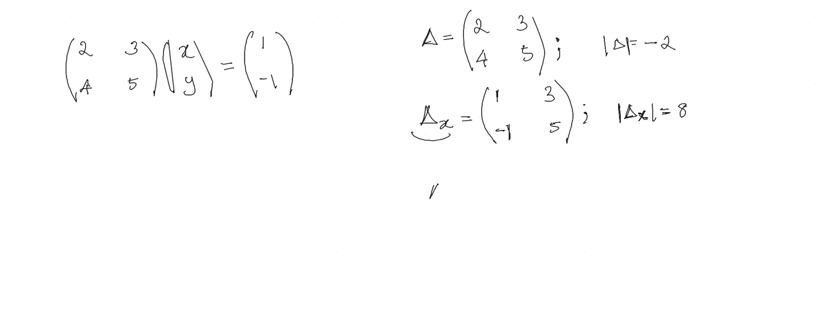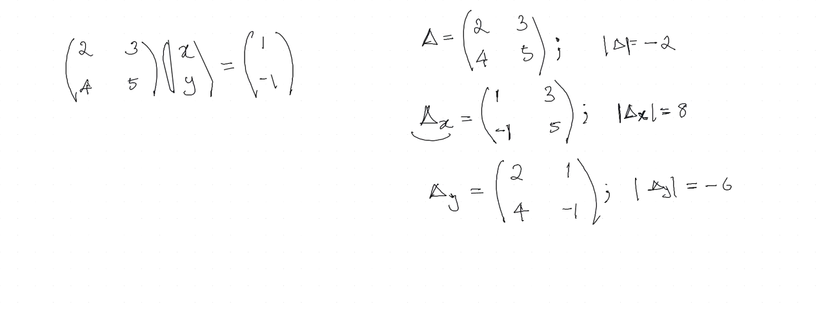Can you tell me what is the delta y determinant? So the matrix itself: 2, 4 is the x column, they won't change. And then the y column, 1 and minus 1, will replace it. That's it. So what is the determinant? It will be minus 2 minus 4. Minus 2 minus minus 4 will be minus 6.